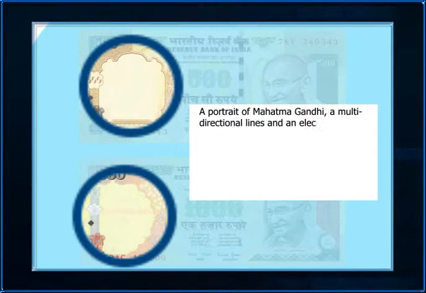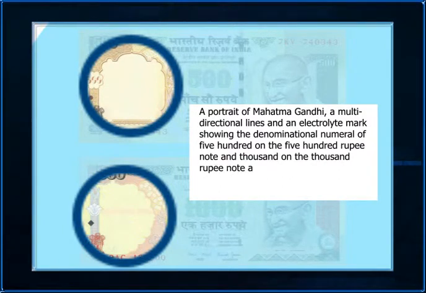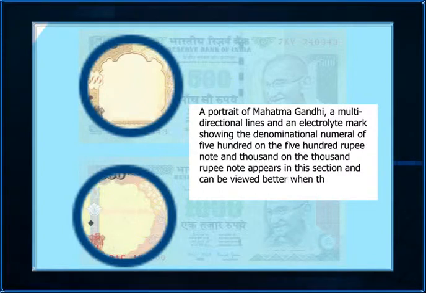A portrait of Mahatma Gandhi, multi-directional lines and an electrotype mark showing the denominational numeral of 500 on the 500 rupee note and 1000 on the 1000 rupee note appear in this section and can be viewed better when the note is held against the light.